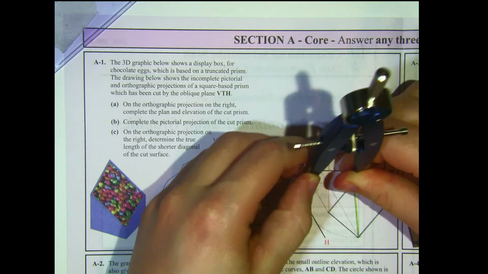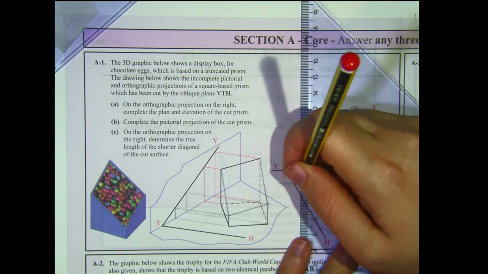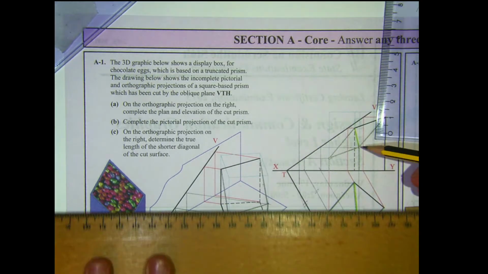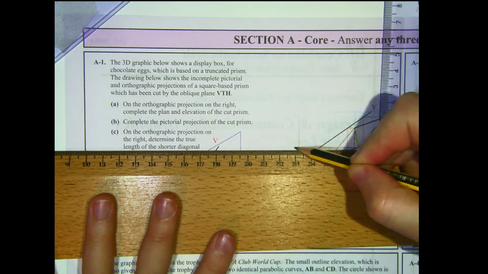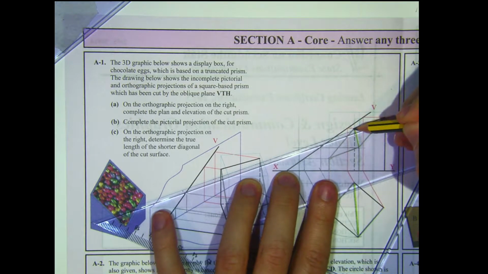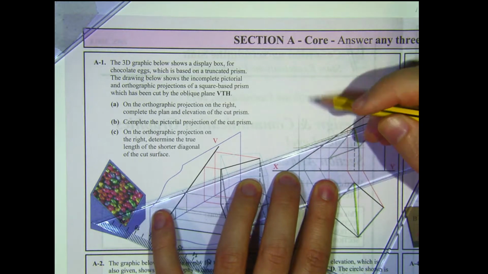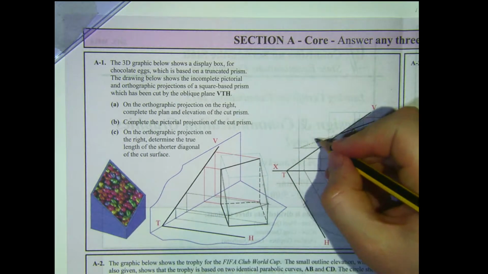As it's horizontal now here in plan, and if something is horizontal in plan, it is a true length in the elevation. So taking the bottom point, projecting this across, and this line here is the true length.